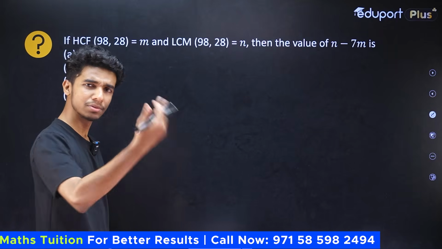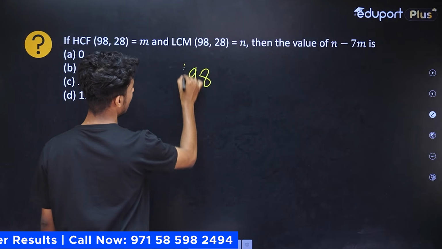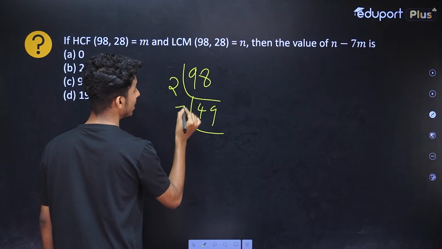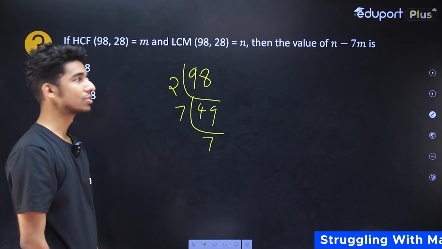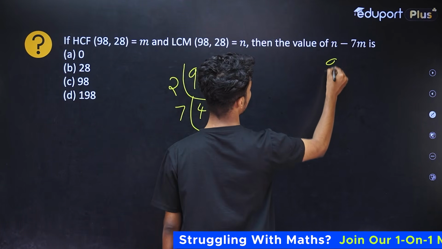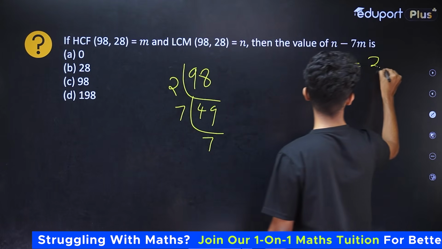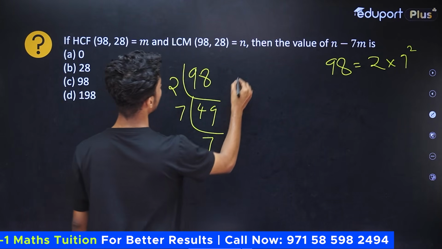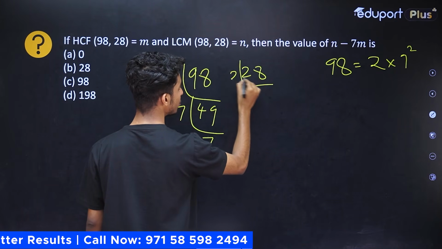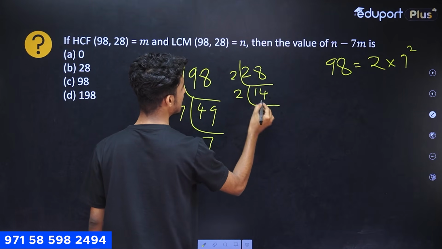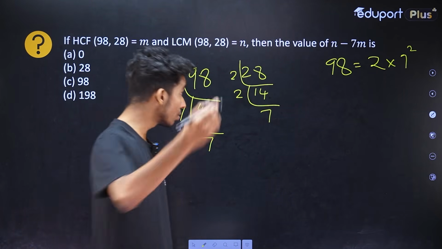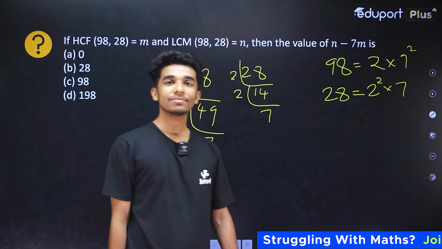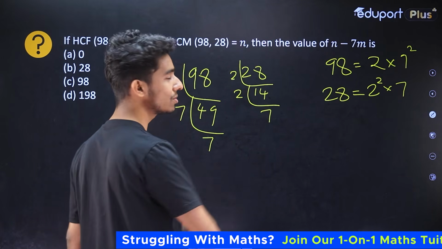So, do the prime factorization. 98 can be divided by 2. It becomes 2 and 49. 49 can be written as 7 into 7. So 98 becomes 2 into 7 square. Now look at 28. 28 can be divided by 2. It becomes 14. 14 can be written as 2 into 7. So 28 can be written as 2 square into 7. One is 2 into 7 square, another is 2 square into 7.